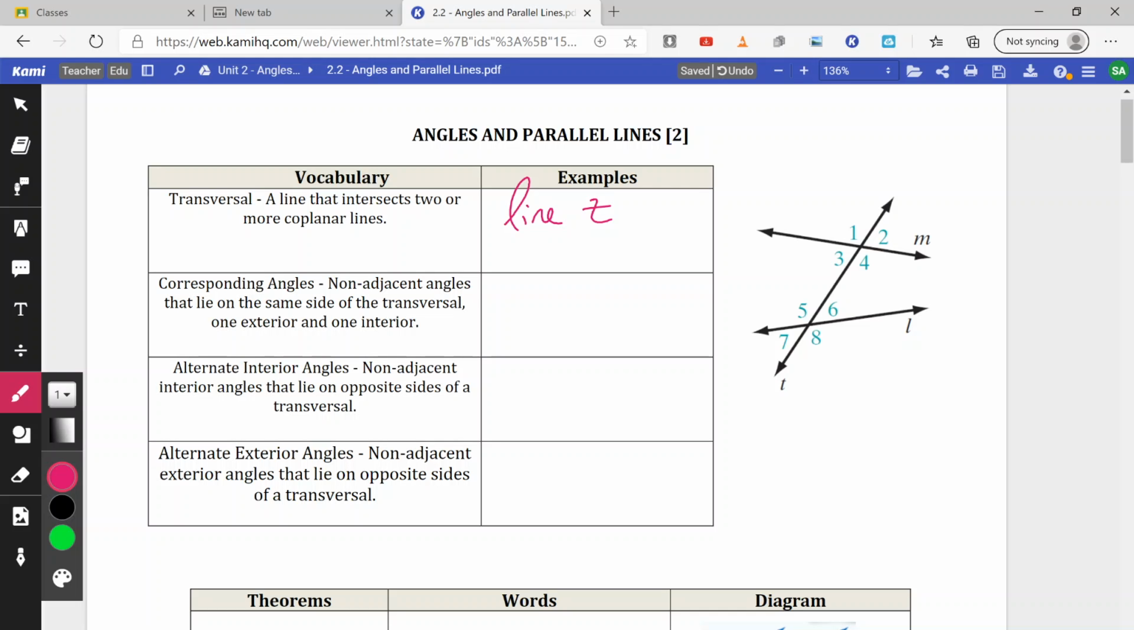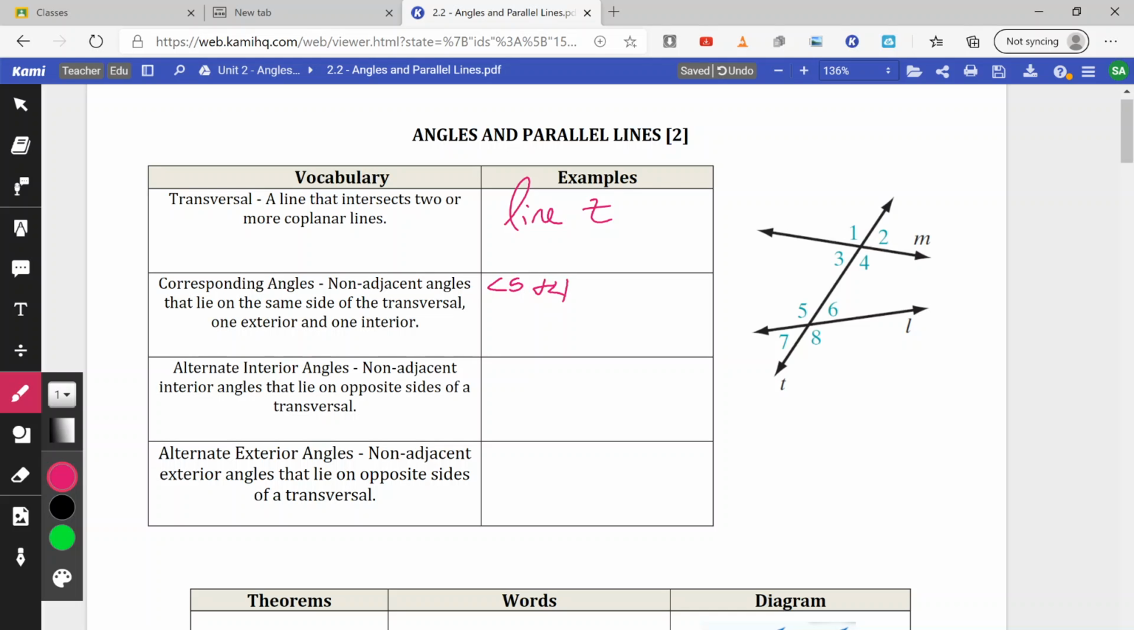Corresponding angles are the non-adjacent angles lying on the same side of the transversal, one exterior and one interior. So again, corresponding angles are on the same side of the transversal, but on opposite sides of the two lines. One is inside, one is outside. So in terms of corresponding, we can say angle 5 and angle 1, because they are on the left side of line T. 5 is on the inside, 1 is on the outside.